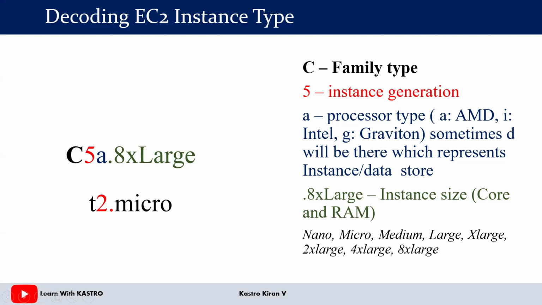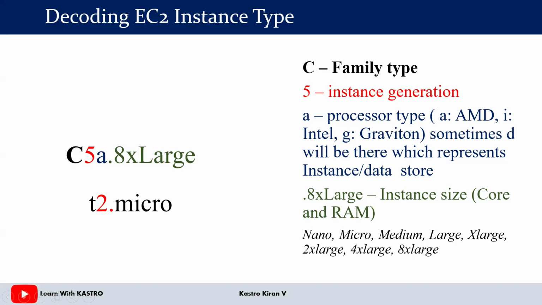Now here you can see there is nothing like A or I or G. What does it mean? If you have A, it's an AMD processor. If you have I, it's an Intel-based processor. If you have G, it's a Graviton-based processor. If you don't see anything, then it doesn't have a specific processor type. And these are not used in real-time scenarios because they do not have high processing speed. So they are used mostly for practice scenarios.